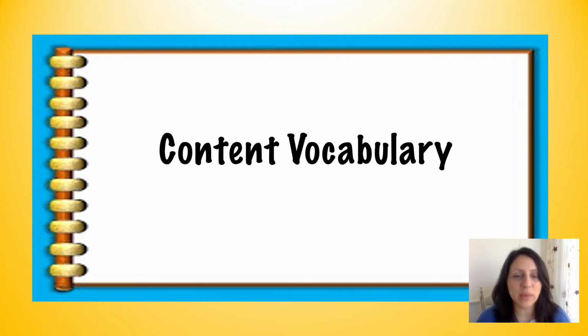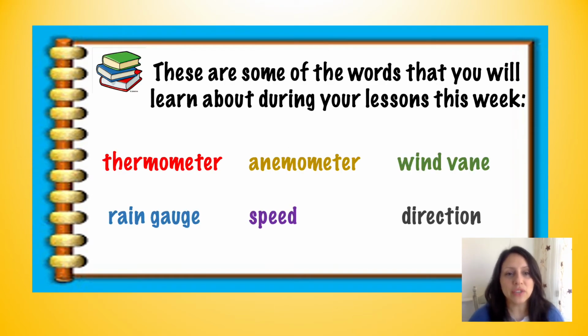The next words that we'll be looking at are the content vocabulary words. These are some of the words that you will learn about during your lesson this week. Thermometer, anemometer, windvane, rain gauge, speed, and direction. Have you heard of these words before? If you have, do you know what any of these words mean?